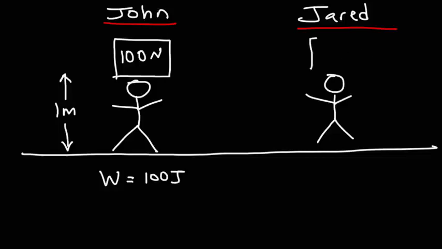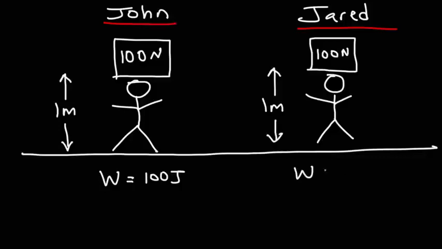Now let's say Jared does the same amount of work. He also lifts a 100 Newton box 1 meter above the ground. So he's doing 100 joules of work. But now let's say that John, he takes 1 second to lift up that box. But let's say Jared, it takes him 10 seconds to get the job done.